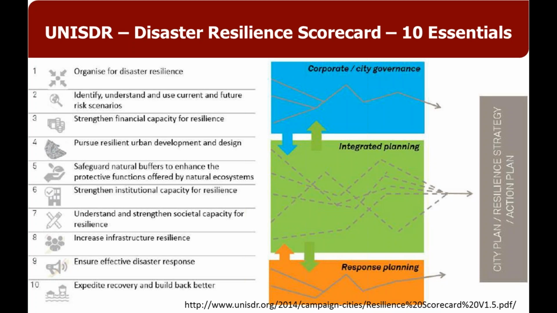Essentials 4 through 8 cover many of the dimensions regarding planning and disaster preparation. So pursuing resilient urban development and design, safeguarding natural buffers to enhance the protective functions offered by natural ecosystems, so looking at the environmental aspects, strengthening institutional capacity for resilience, looking at the organizations within your community, understanding and strengthening your social capacity, which we talked about earlier, and increasing your infrastructure resilience. In the United States, we have some work being done by the Department of Homeland Security and FEMA that looks specifically at infrastructure resilience. This is part of the disaster resilience scorecard under integrated planning.